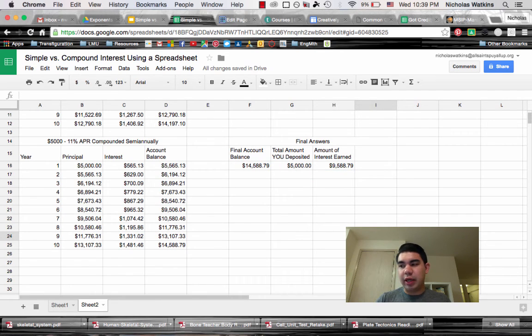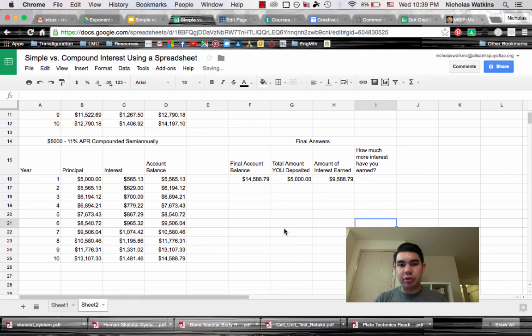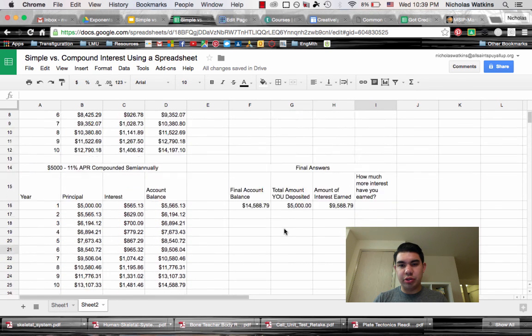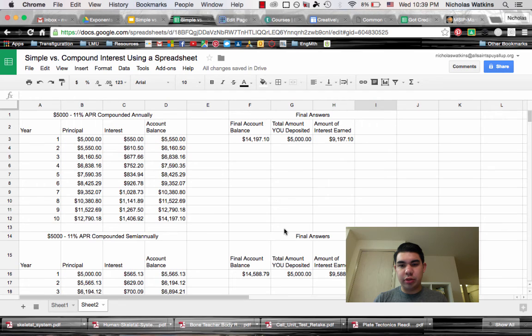So I actually want to add just one more label over here. So this is to kind of wrap this up. How much more interest have you earned? So this is comparing these two spreadsheets, here and here. So let's take a look. So basically we're comparing these two numbers. So obviously just by looking at it we can figure out which one we got more from, the one that was compounded semi-annually. Because again, you're getting more interest because we're doing it twice a year instead of just once a year.